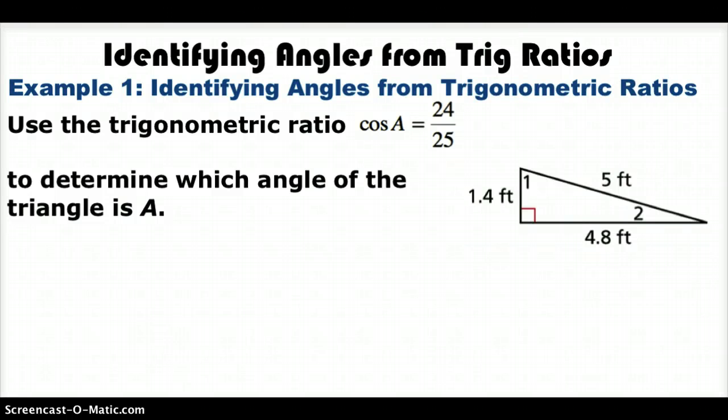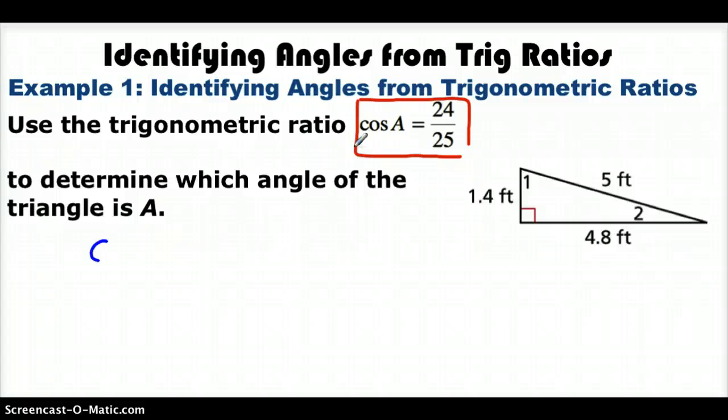In the next examples, we're going to be looking at identifying angles from trig ratios. It asks us to use the trig ratio that the cosine of A equals 24 over 25 to determine which angle of the triangle is angle A. Right, so we want to know basically, is this A or is this A? We're going to try to figure that out using the fact that the cosine of A equals 24 over 25.